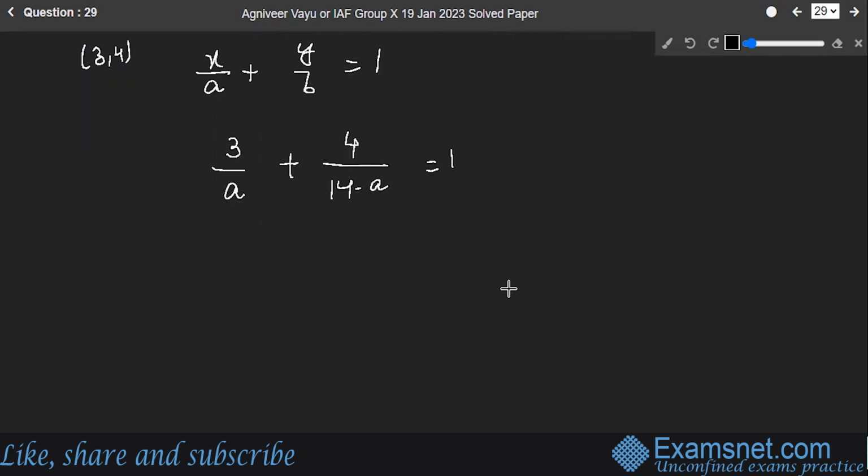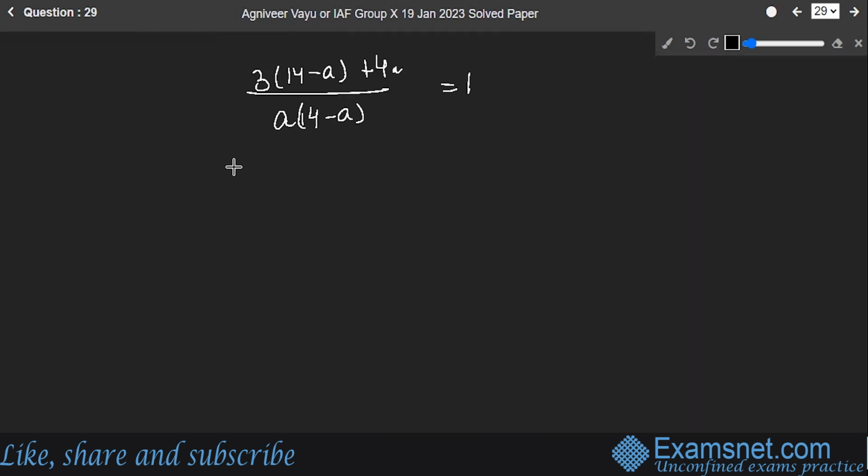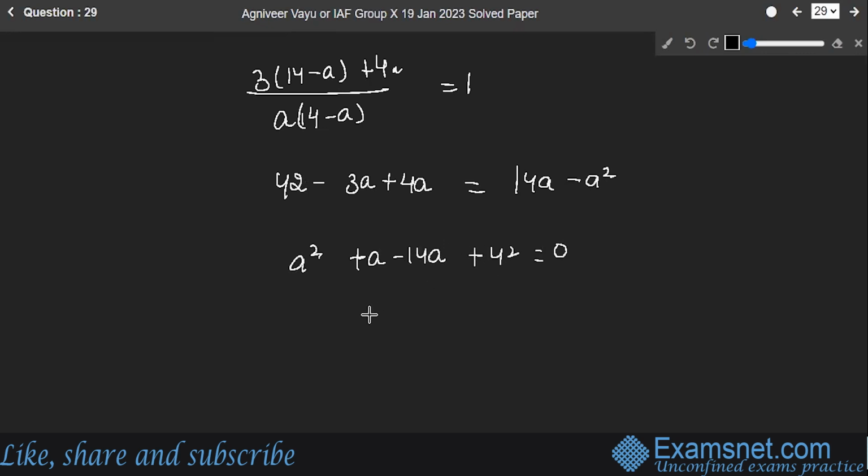Let's solve it now. I think you already know how to do it. So a into 14 minus a: this will be 3 into 14 minus a plus 4a is equal to a into 14 minus a, which is 42 minus 3a plus 4a is equal to 14a minus a square. Okay, so you have a square plus a minus 14a plus 42 is equal to 0, or a square minus 13a plus 42 is equal to 0.